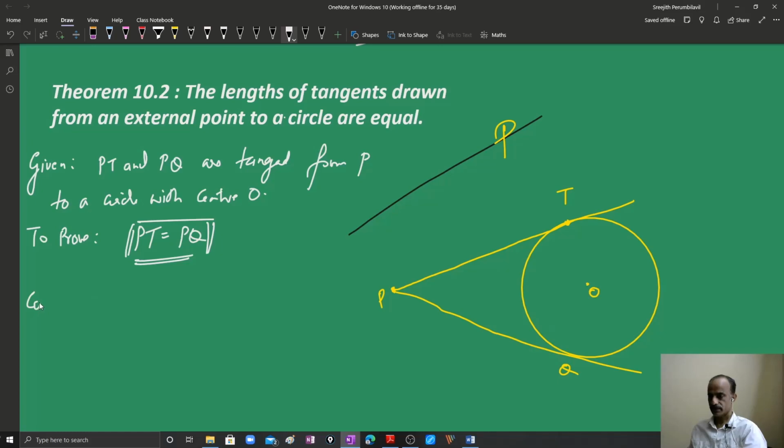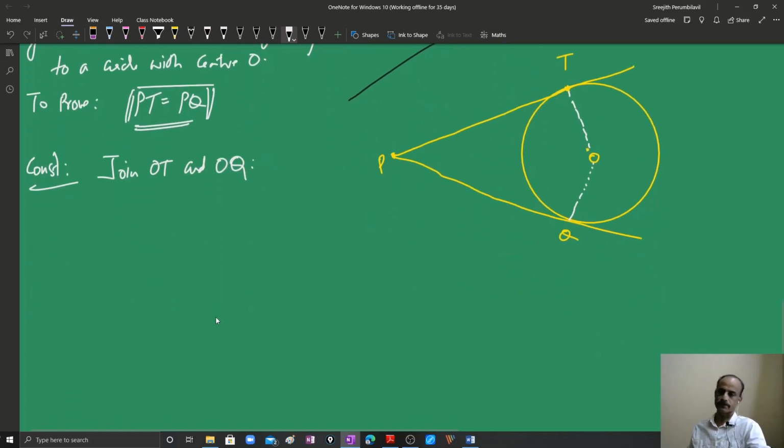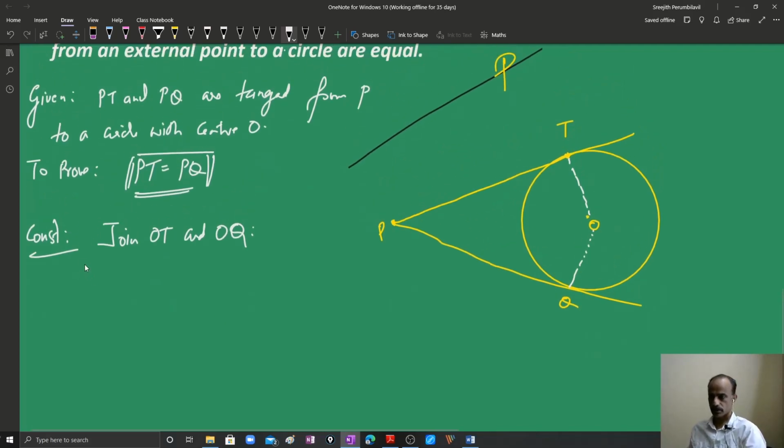So, construction part. Let us join OT and OQ. Also join OP.